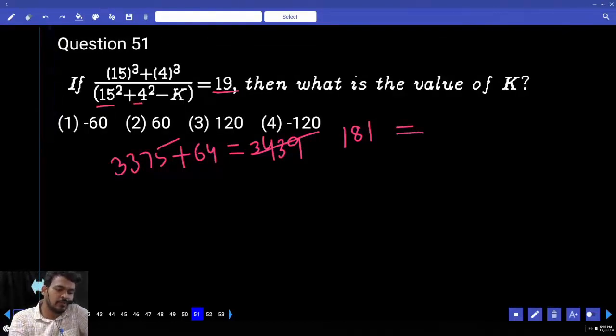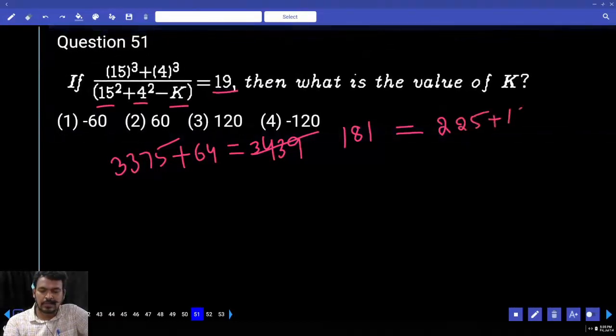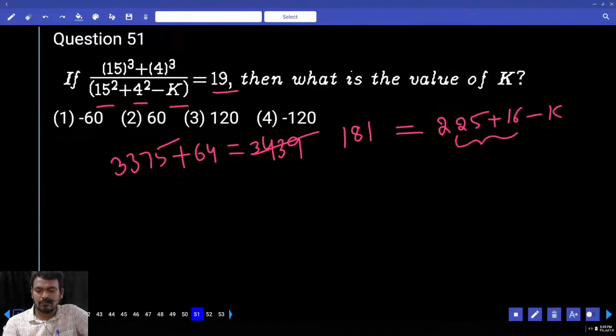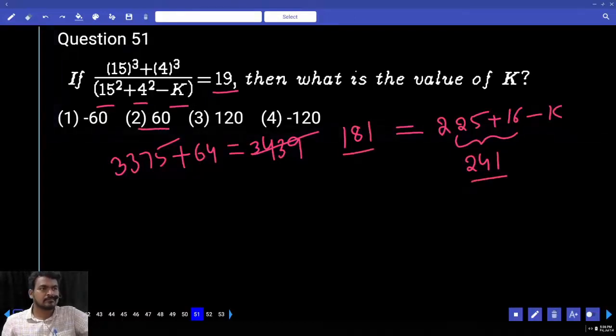15 square plus 4 square minus k. What is the 15 square? 225. What is the 4 square? 16, minus k. 225 plus 16, 241. What is the difference between 181 and 241? 60. So the k value is 60.